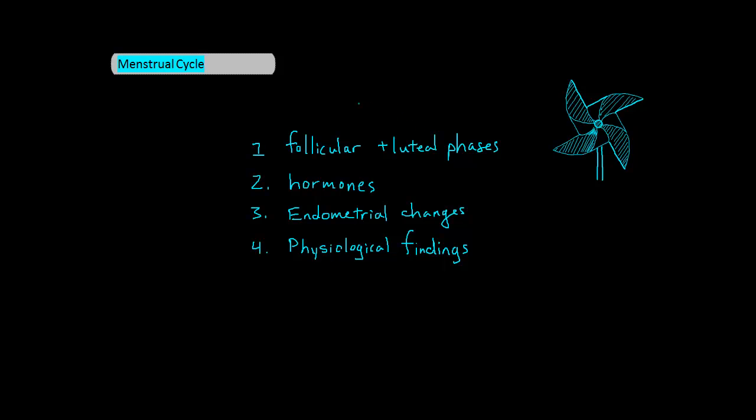Today we are going to discuss the prototypic ovulatory menstrual cycle in the reproductive age patient. We're first going to talk about the two parts of the normal menstrual cycle, the follicular and luteal phases, followed by a discussion of the hormones that are involved in these two phases, then the endometrial changes prominent in the two phases, and lastly, the physiological findings that help differentiate between the phases.